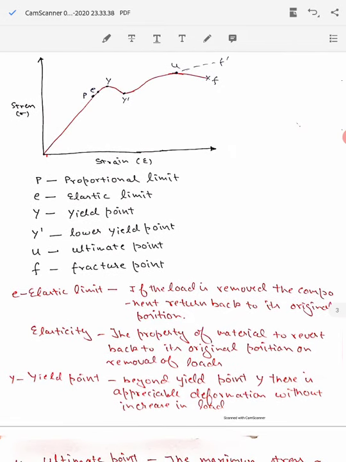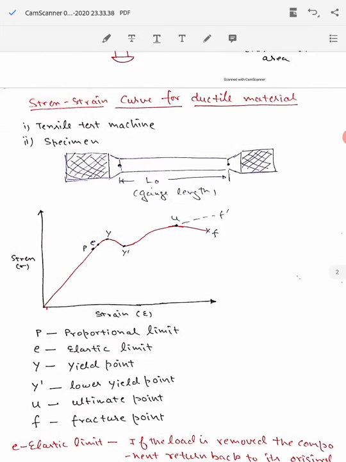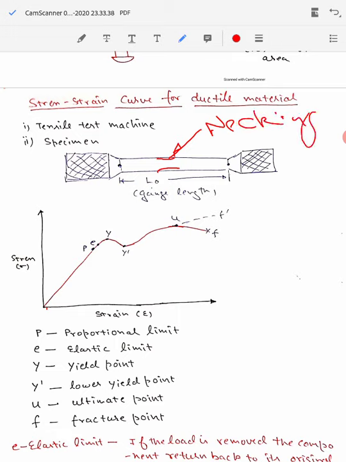After point U, there will be a point where the component will fail, and that point is given by point F, the fracture point. It appears from the figure that the load or stress value needed to fail the component is lower than the ultimate point, while it is not true. The simple reason is that there is a localized reduction in the area, and while deriving the value of stress, we are using the original area.